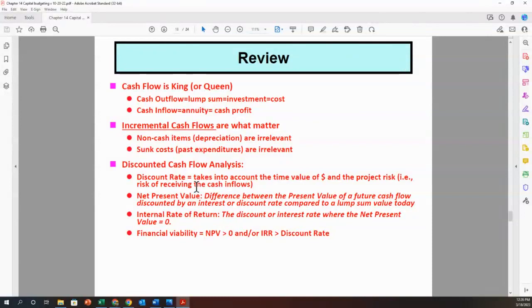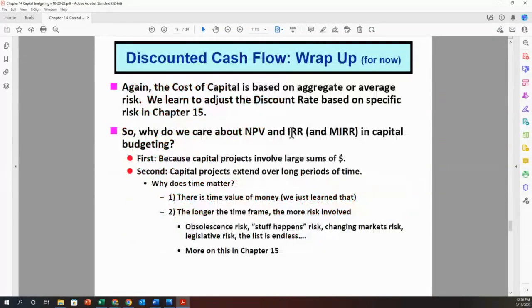You need to memorize this. You need to commit this to memory. This is the most important of the theoretical concepts. Wrapping this up for now. Cost of capital is based on an aggregate average risk. We'll learn more about that next week.